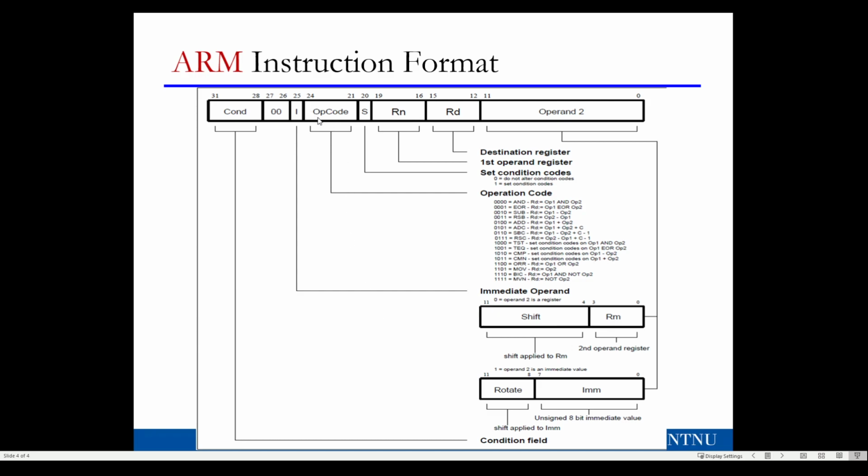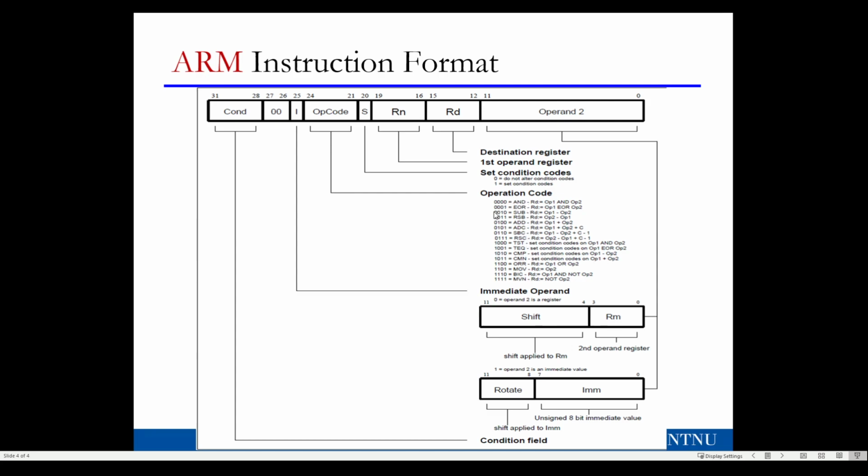So here you see opcode from bit 21 to bit 24. These bits tell what operation is to be performed by this instruction. For example, if all these bits are 0, we want to perform an AND operation. If it's 0, 0, 0 and 1, it's an EOR operation, and likewise.